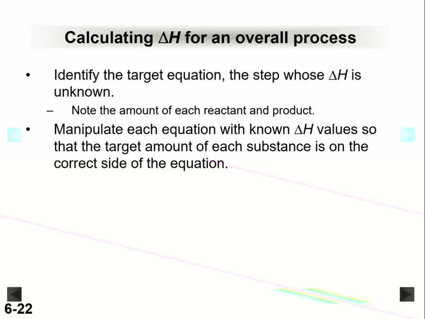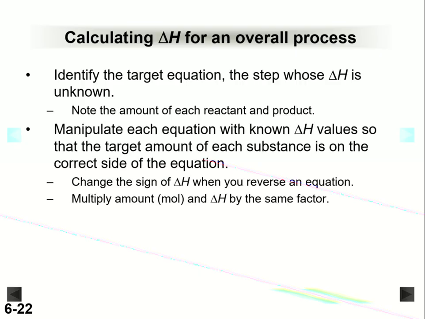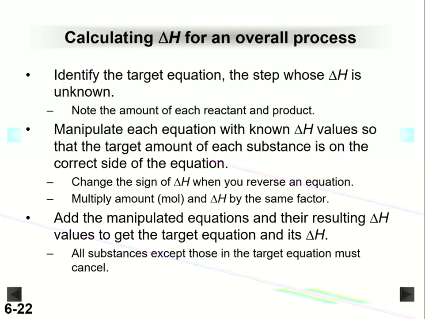When we're going to calculate delta H for any process, we simply need to identify the process that's occurring, the target equation, the step whose delta H is unknown, and we need to take care and note the amounts, because if we balance a chemical equation different ways, which we know we can do, as a multiple, then we'll get a different delta H overall. So the delta H has to be tied to a particular stoichiometry. Manipulate each equation with the known delta H values so that the target amount of each substance is on the correct side of the equation.